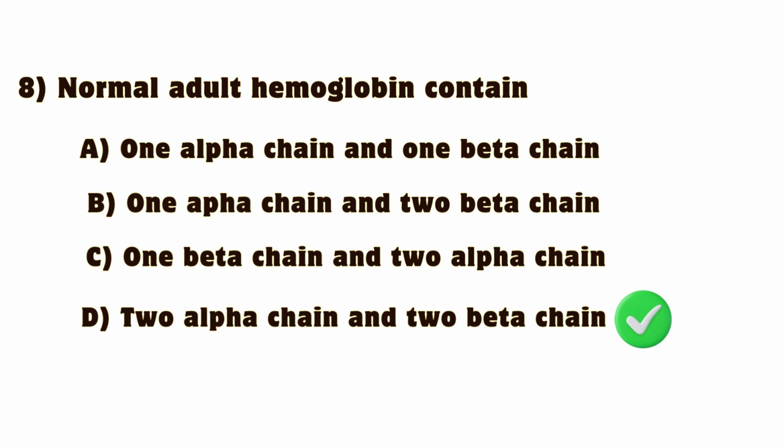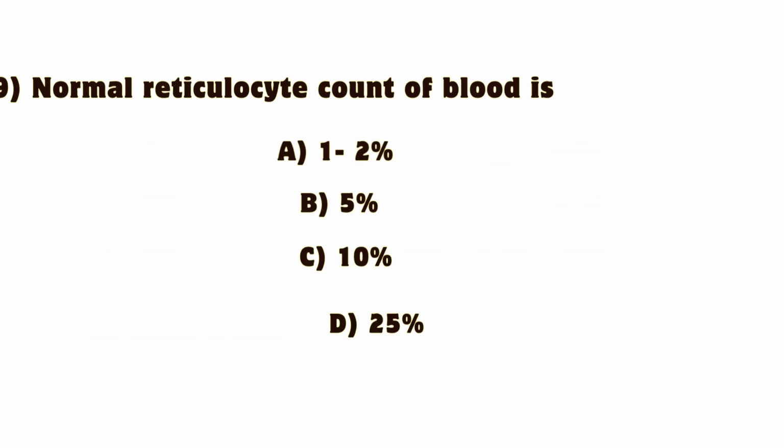Next question is, normal reticulocyte count of blood is. Options are option A, 1 to 2%, option B, 5%, option C, 10%, option D, 25%. This question, the right answer is option A, 1 to 2%.